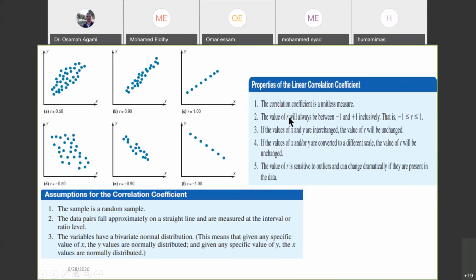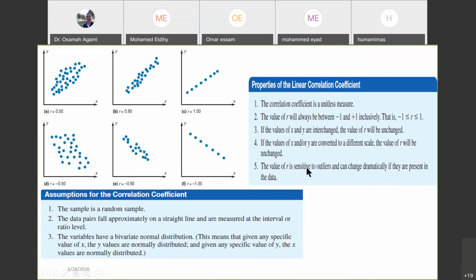Yes, to summarize all of this, the correlation coefficient is a unitless measure. It doesn't depend on the units because you have a fraction and the units cancel out between the numerator and the denominator. The value of the correlation coefficient is between -1 and +1, okay? And if x and y are interchanged, the value of r will be unchanged. If they are going in the same pattern together, the correlation coefficient will never change, right? Because it depends on the values, okay?